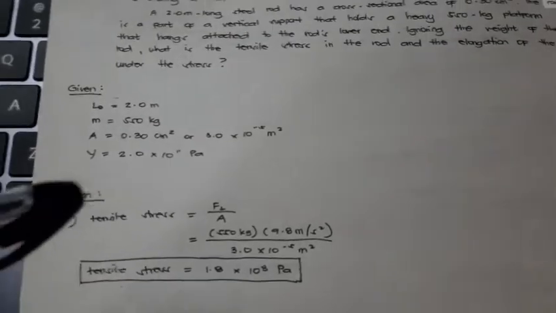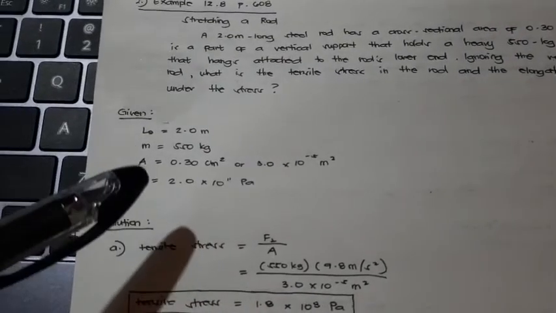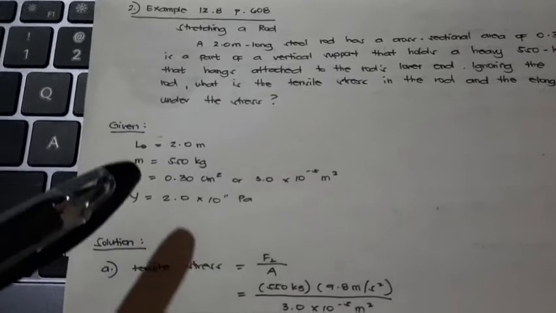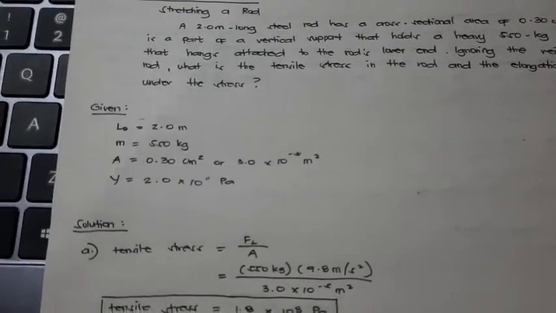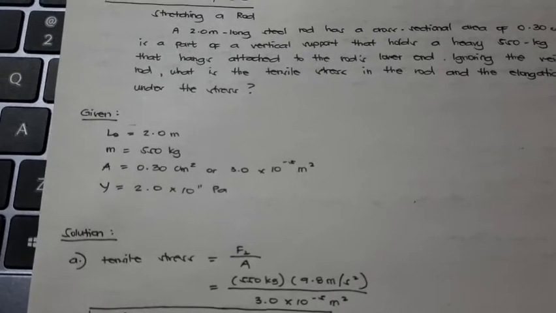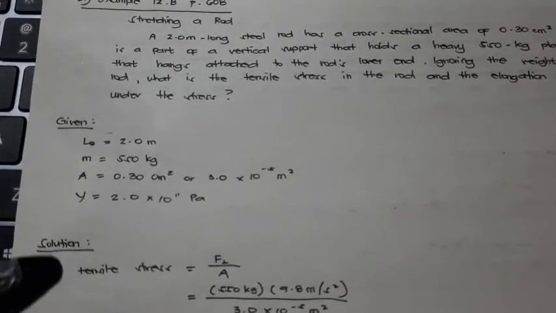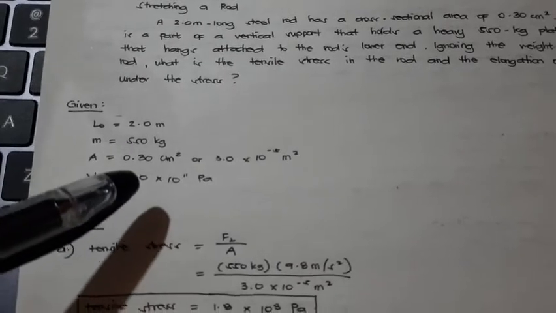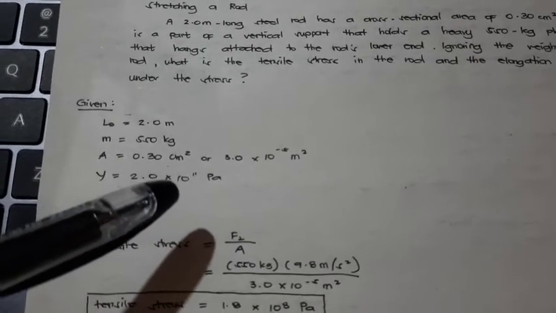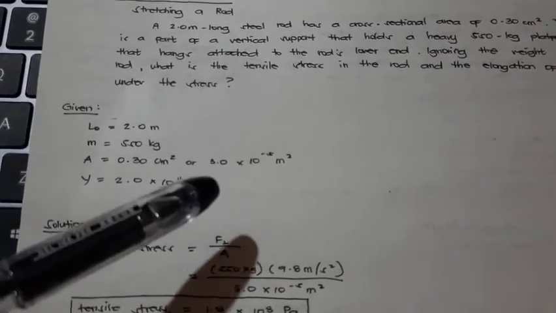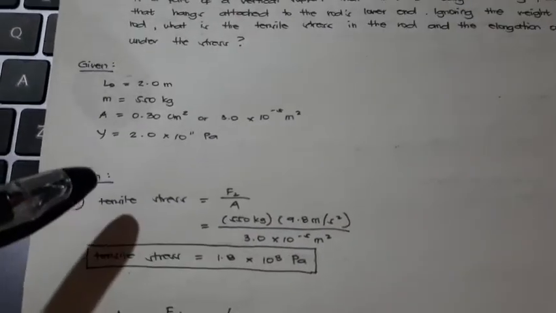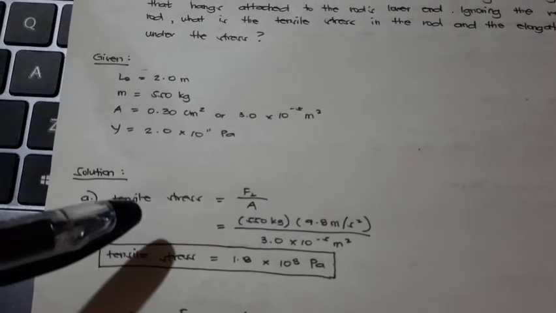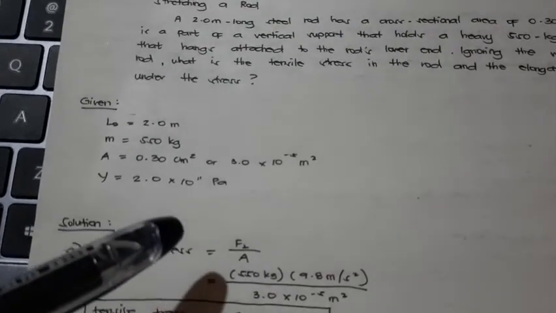So from the problem, these are the given. The original length is equal to 2.0 meter. Then our mass is 550 kilogram. Then our cross-sectional area is equal to 0.30 centimeter squared, or 3.0 times 10 raised to the negative 5 power meter squared. Then our Y is equal to 2.0 times 10 raised to 11 power pascal.